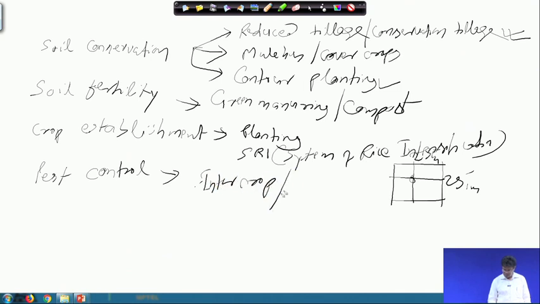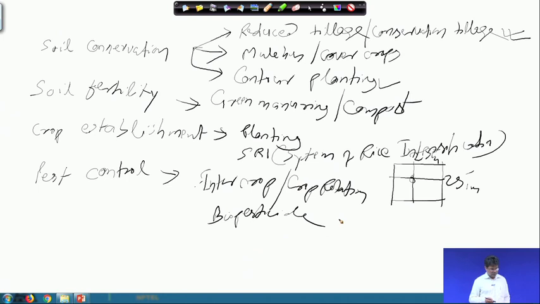Intercrop or crop rotation, or biopesticide. So, these are the pest control methods, intercrop or crop rotation, so that we can minimize the pest populations, and biopesticides as biocontrol agents can be used for minimizing the pest, disease and weed population in the field. So, these are some of the soil conservation, soil fertility enhancement, crop establishment and pest control low external input technologies. This low external input technology can be part of organic farming.